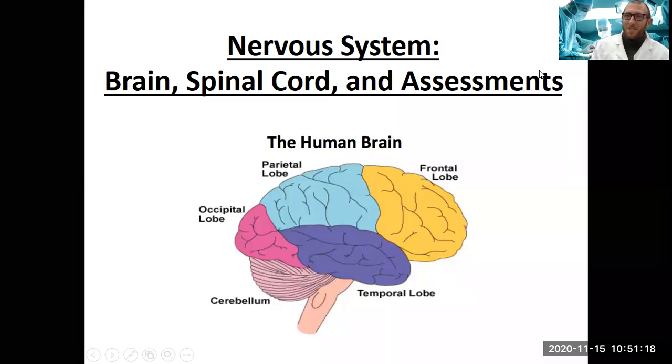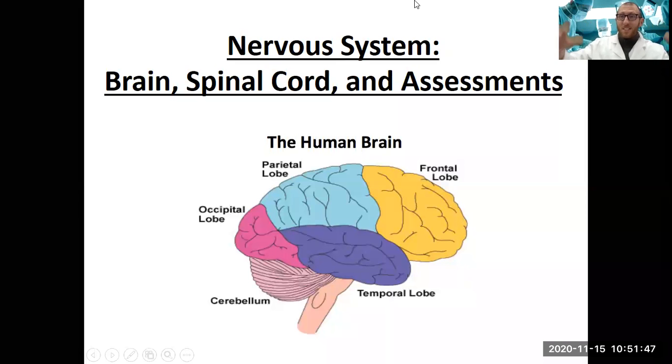All right, Professor Klein back here in the hospital surgery room. Just did some brain surgery because I had to bring out a human brain to teach you guys today on the nervous system, brain, spinal cord, and how to assess those areas of the body.